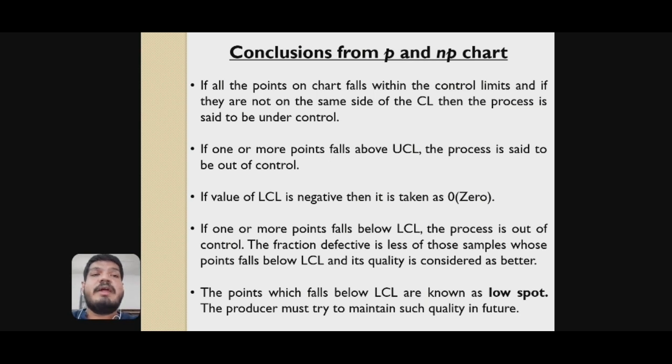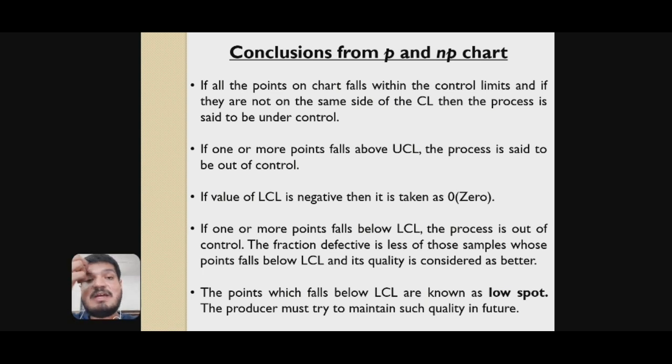Now the conclusions from the P and NP chart. If any point falls between the UCL and LCL, then the process is said to be under control, right. If one or more points fall above UCL, then the process is said to be out of control. If the value of LCL is negative, then it is considered as 0. I already told you that. If one or more points fall below LCL, the process is out of control, and the fraction defective is less for those samples whose points fall below LCL, and their quality is considered better.